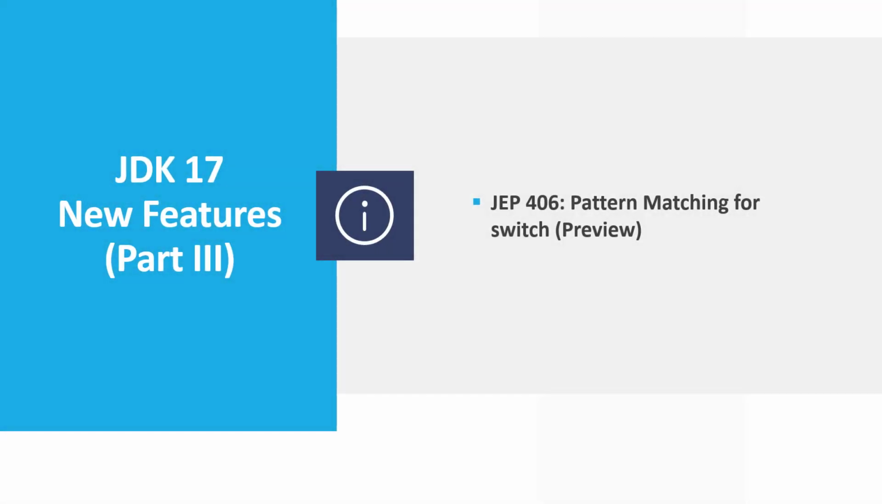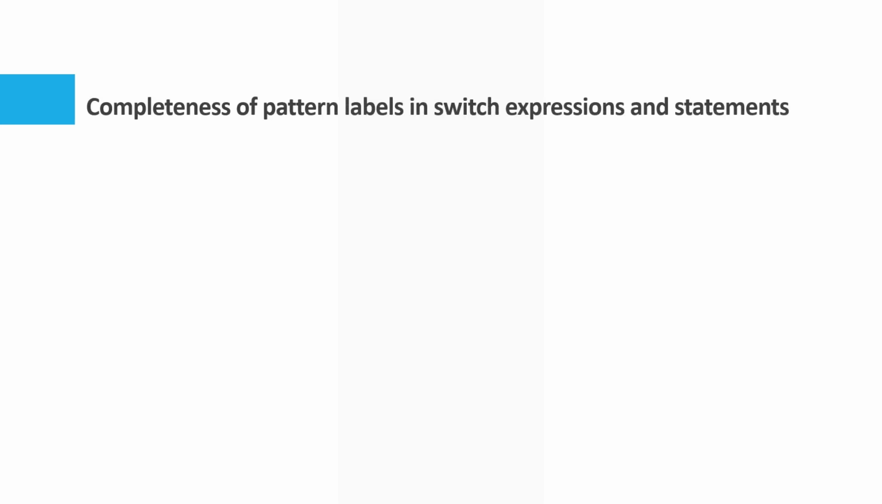Java 17 new features. JEP 406, pattern matching for switch. Part 3. Completeness of pattern labels in switch expressions and statements.